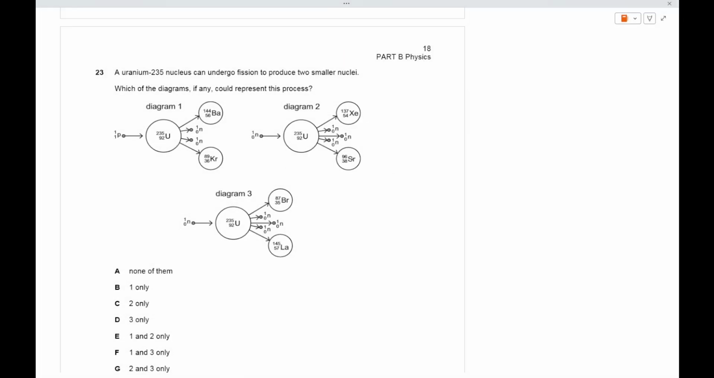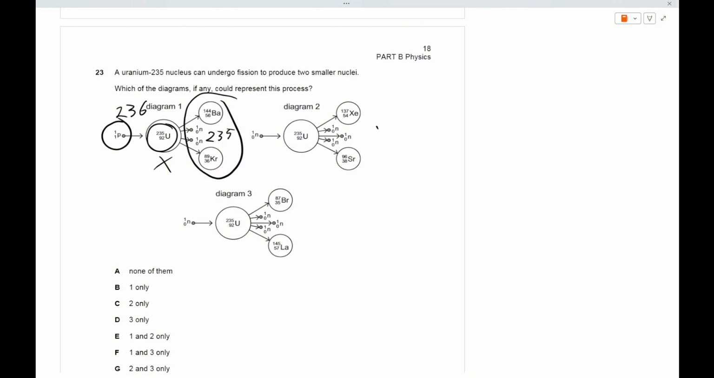This question doesn't really require any understanding. It's simple math. You just compare the numbers. But something students forget to do is add this. You have to add these two and then compare it to all of this. For example, in this one, if we look at the mass numbers, we see that it adds up to 235, but it should add up to 236. So in that case, diagram 1 doesn't work.